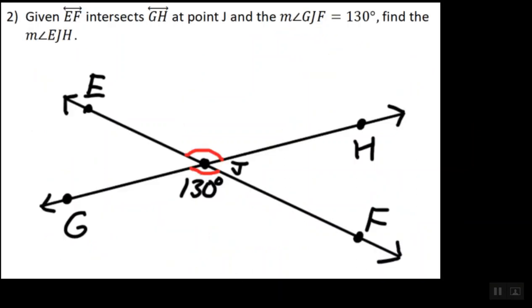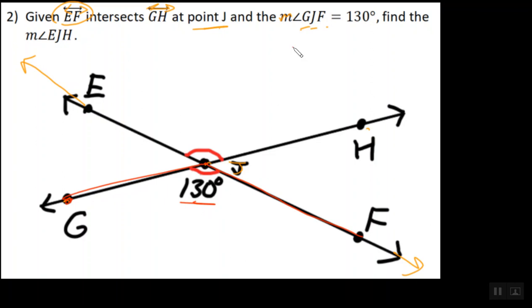Okay, here in our second example, we are given line EF, and we know it's line EF because it has two arrows up top. What does that mean? That means that E and F continue on infinitely, forever, and it intersects line GH. Here's G, here's H, at the point J. This is the point of intersection. It says the measure, sometimes we'll use this M, it means the measure of angle GJF is 130. Let me highlight GJF in red. So from G to J to F is this 130 degrees.